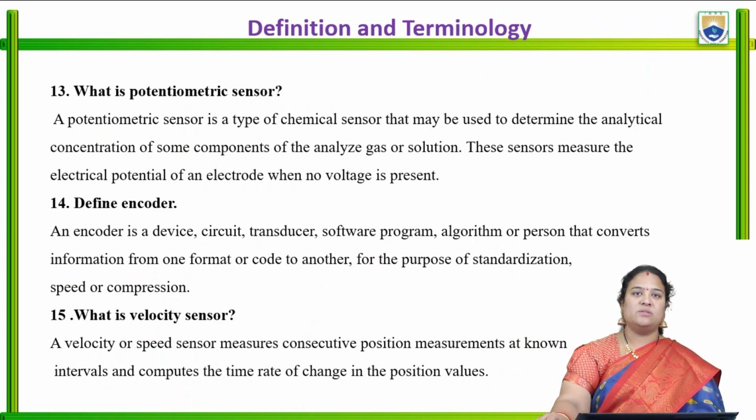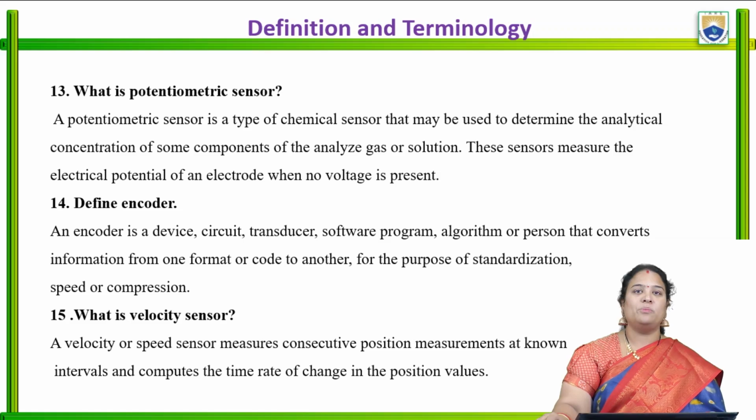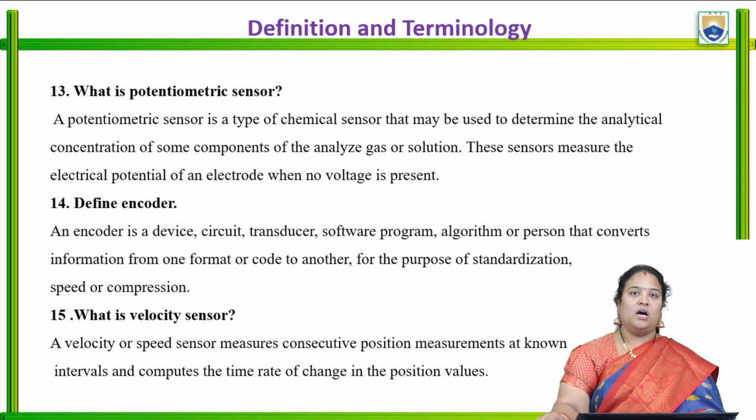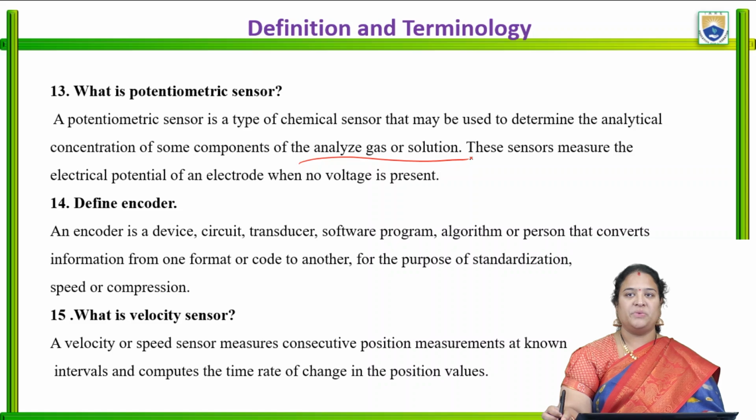Next, what is a potentiometric sensor? What do we mean by potentiometric sensor? A potentiometric sensor is a type of chemical sensor, right? It may be used to determine the analytical concentration of some components of the analyzed gas or solution. These sensors measure the electric potential of an electrode when no voltage is present. When there is no voltage, this type of sensor is used.